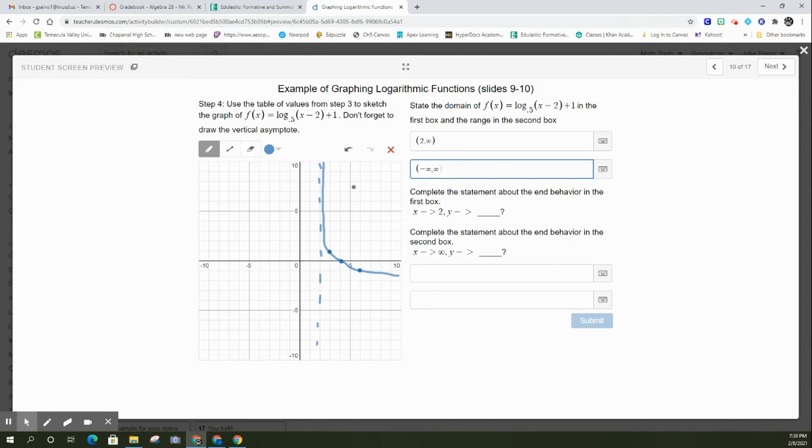All right, and again, that's because it's going up forever. As it gets close to the asymptote, it's going down forever for the right end behavior. Okay, so let's complete the statements about the end behavior. So as x approaches 2, and normally we say from the right, as x approaches 2 from the right, it's going up towards infinity. So we'll just type in infinity right here. And then as x approaches infinity, it's going down towards negative infinity.